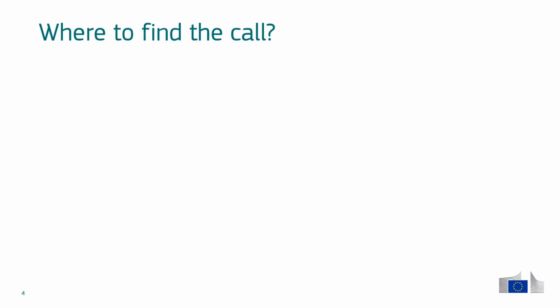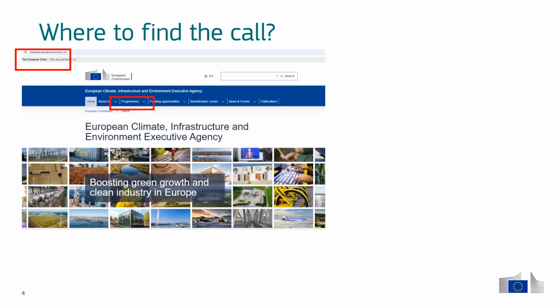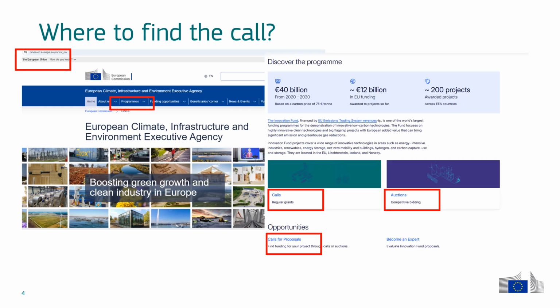Another way to find the call is going through the web page of the European Climate, Infrastructure and Environment Executive Agency, CINEA, who is implementing the program. Once you are on this web page, click on the program Innovation Fund. There you will find additional information about the calls and also the links to the Funding and Tenders portal.